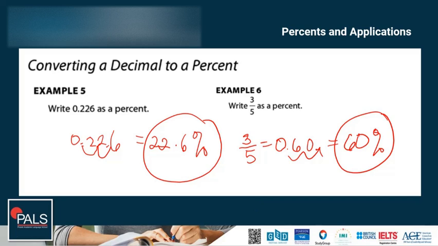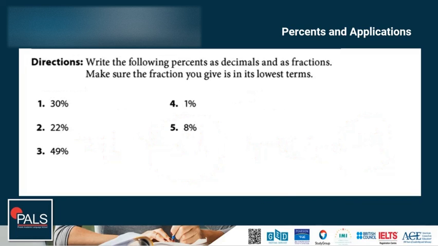And now let's proceed to the drill. The instruction is to write the following percents as decimals and as fractions. Make sure the fraction you give is in its lowest terms. Okay, at this point, I want you to pause the video, answer questions 1 to 5, and then continue the video to check your answers.